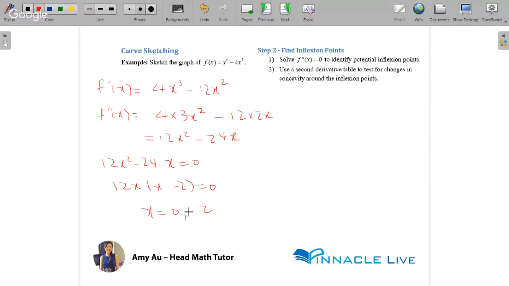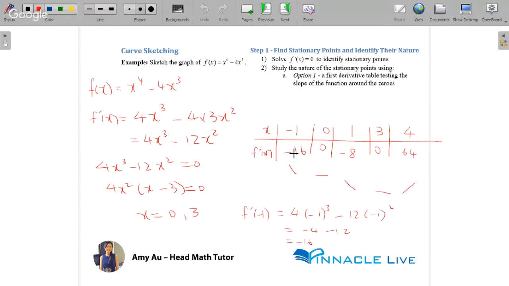Now 0 is an interesting one. It actually came up on our first derivative test. Yeah, if you come back and look at it, it came up as a stationary inflection point. Okay, so actually I forgot to actually answer the question. Let me answer the question. So therefore we've got a stationary inflection at 0, and the other one is a minimum turning point at 3.